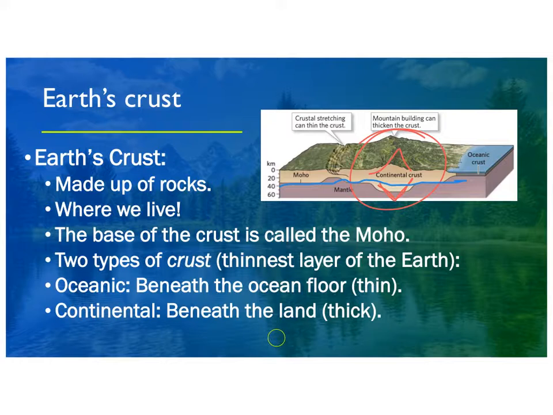Now, over on the right-hand side, you have the oceanic crust. And the oceanic crust is going to be a lot thinner. It's going to be more dense. And it's also going to be much younger. Now, we said that the Earth is 4.6 billion years old.